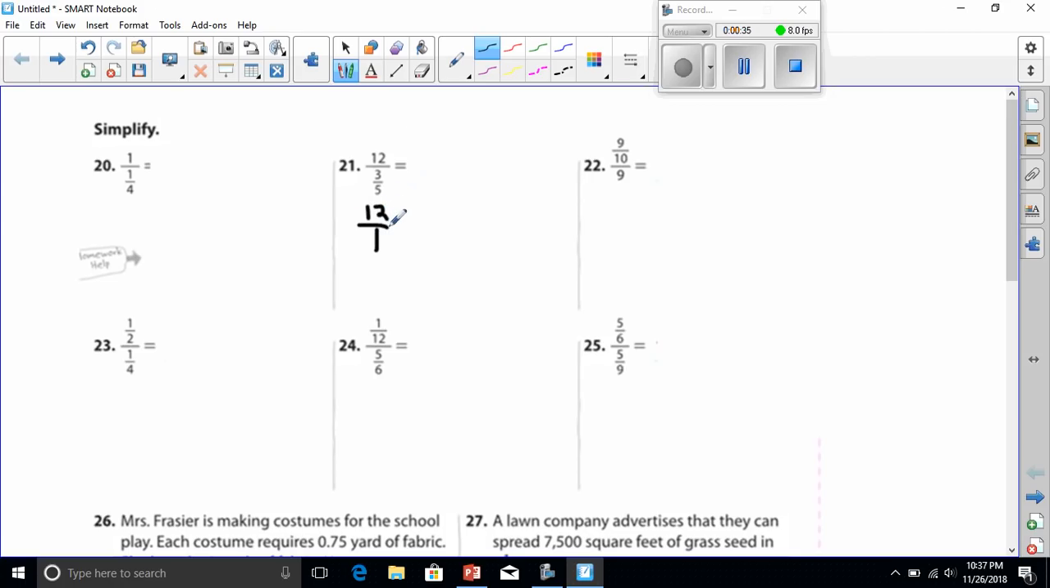And since the first part of keep, change, flip, or KFC, tells me to keep the top number the same, I won't touch it. The second number, though, on the bottom, that I'm going to flip. So that's going to turn into 5 over 3. And we're going to multiply instead of divide.